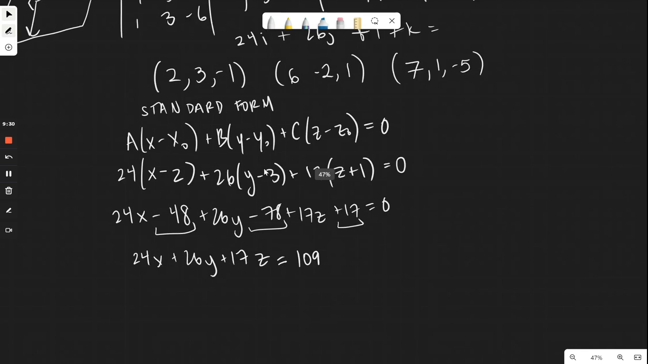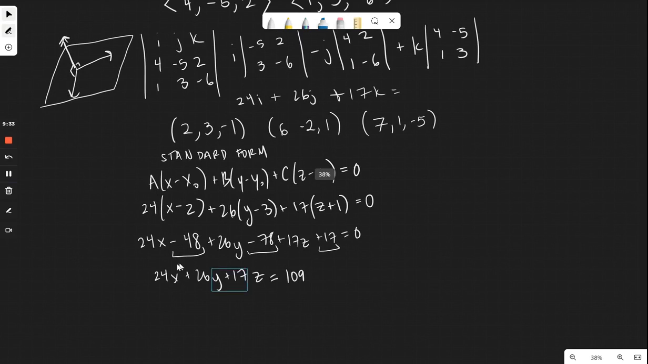And as you can see, these coefficients are the same as the coefficients of the normal vector. And that is what I really like about this, because if you look at this plane and you're like, what's the normal vector to this plane, you can easily just say 24, 26, 17. Not that you can't do that with this one, and in a way this is really nice because it lets you see points which are on this plane.